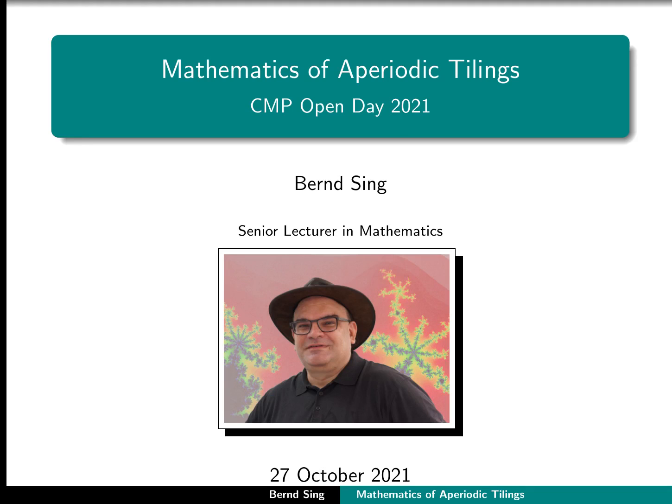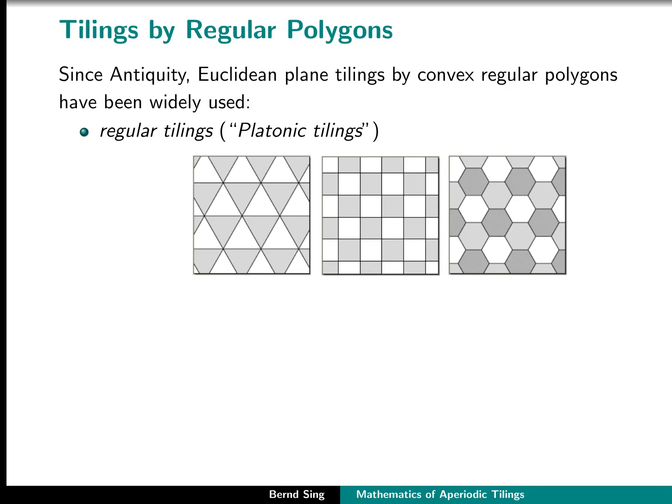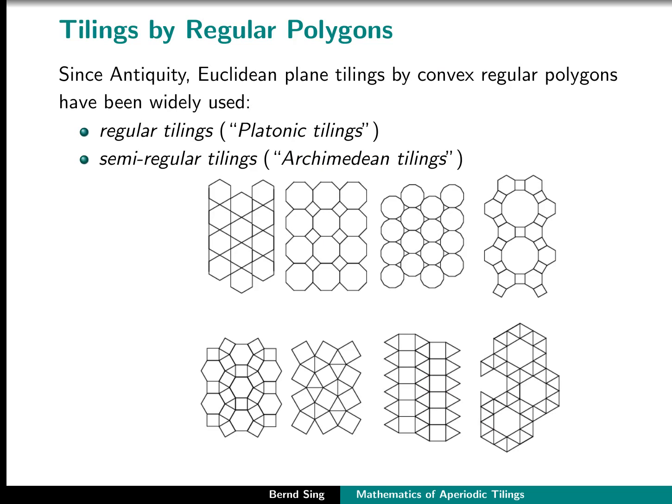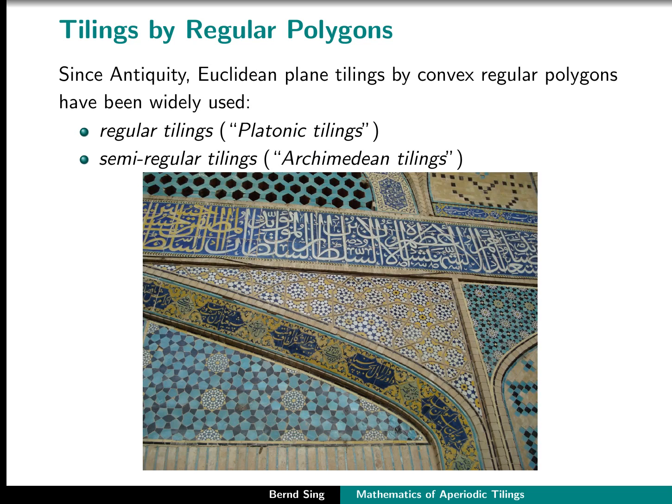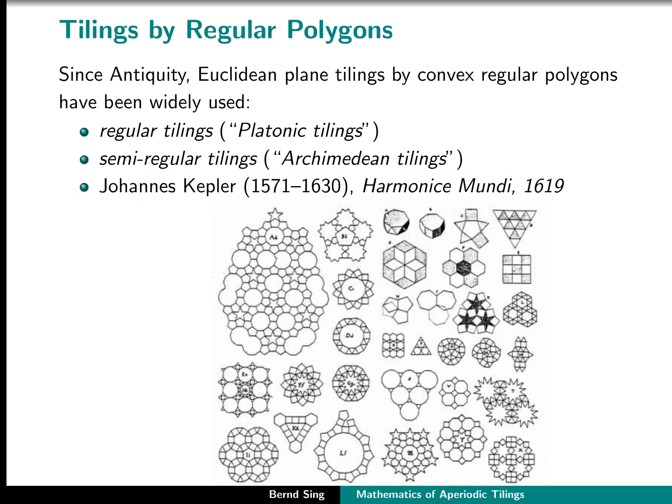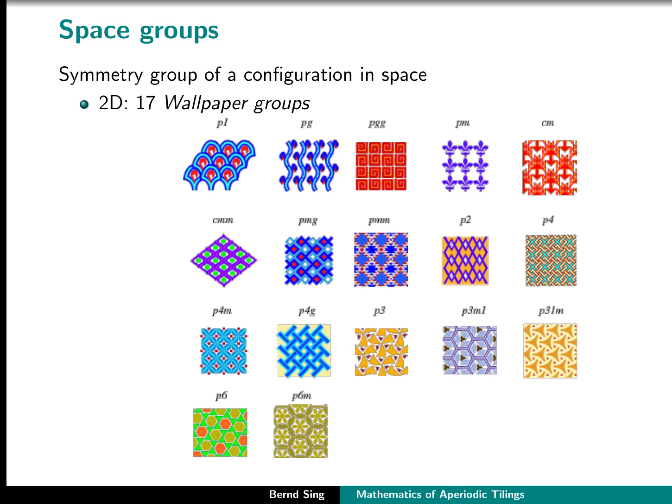You are probably all familiar with tilings from your bathroom floor or a busy bee. If you want to have it more fancy, here are some more examples that you might recognize either from Islamic art or from Johannes Kepler's works. In the 19th century, mathematicians looked at these patterns with the help of group theory and, for example, determined that up to symmetry, when it comes to symmetry, there are only 17 different wallpapers.